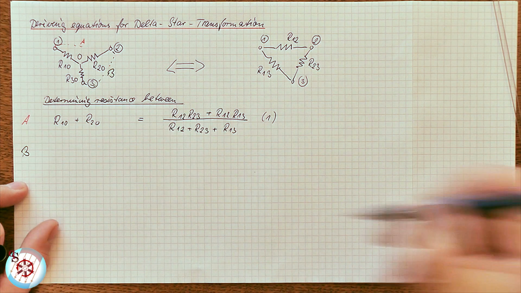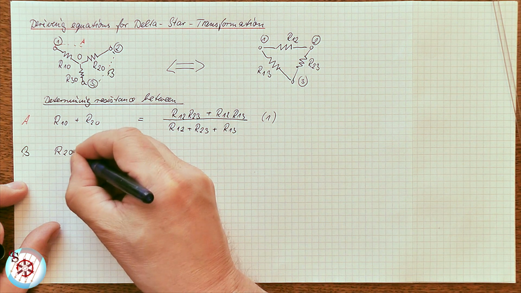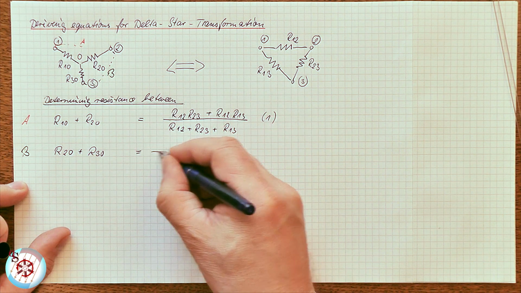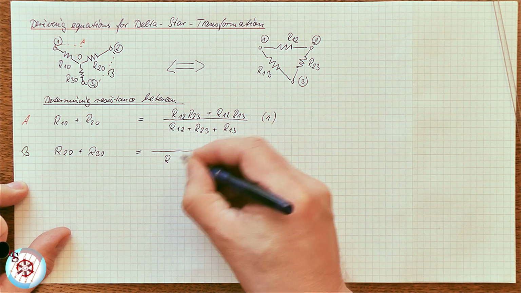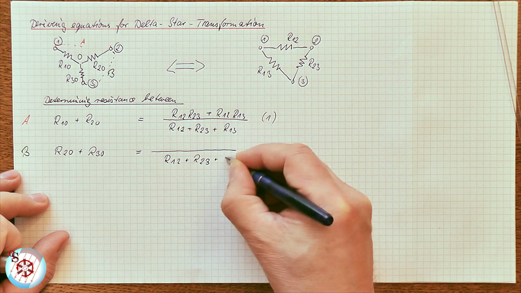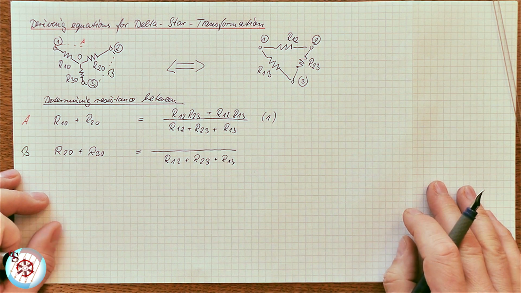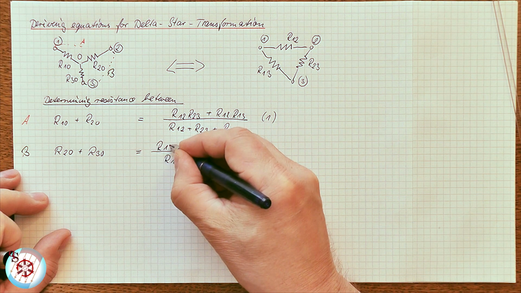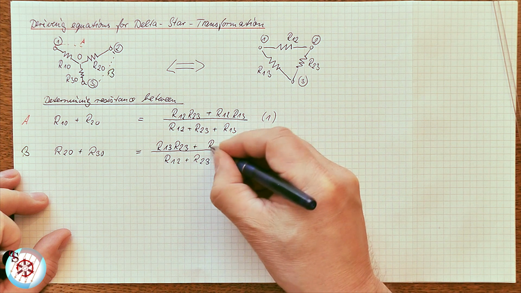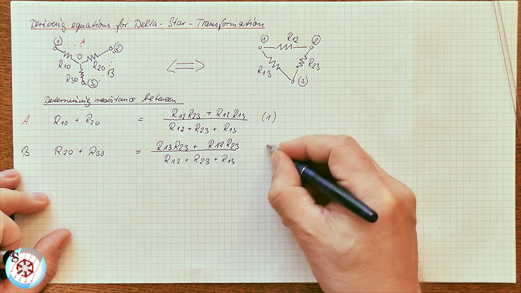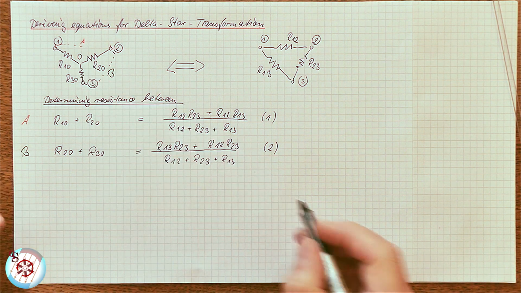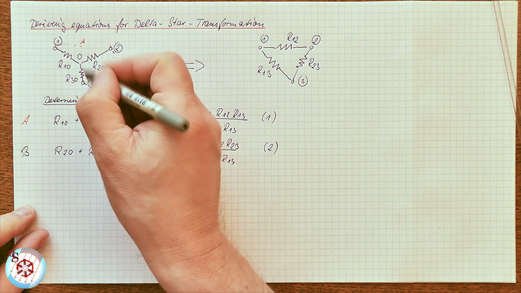And on the left side, we get the equation R20 plus R30 for the star connection. 1 is open. And on the right side, if we put it all together, we get again the same denominator. It's R12 plus R23 plus R13. And the numerator is R13 multiplied by R23 plus R12 R23. That's equation 2. So for the final equation, we will have 3 pairs, it is between 1 and 3.